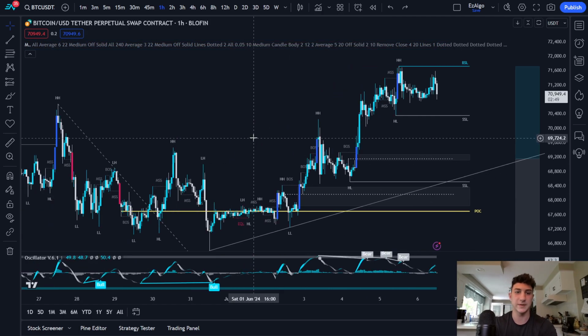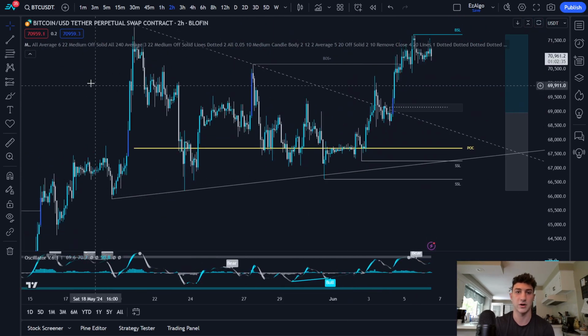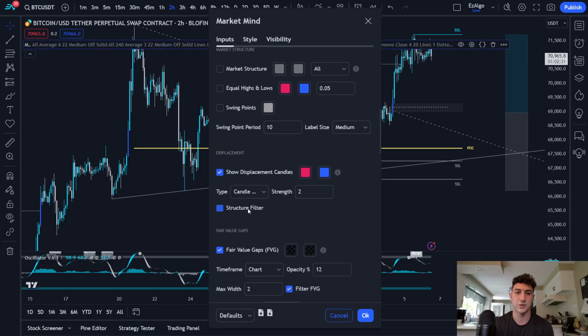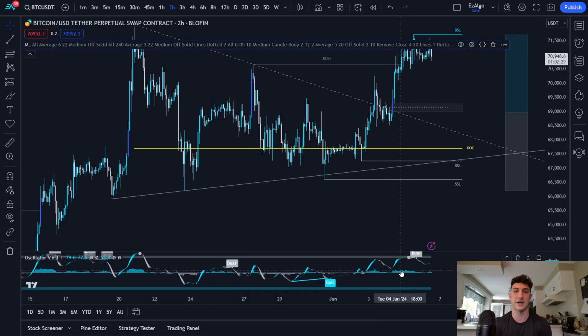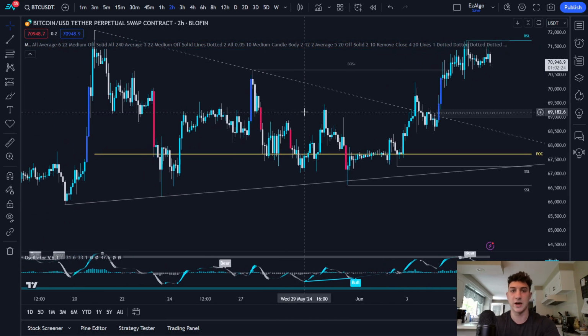So the displacement candles are going to be these colored candles, all right? And we're going to actually turn off, I believe the structure filter is on at the moment. So we're going to turn off the structure filter, so we can show you guys all of the displacement candles. The displacement candles are showing you guys displacement in the market, right? So a strong bullish or bearish move to one side.